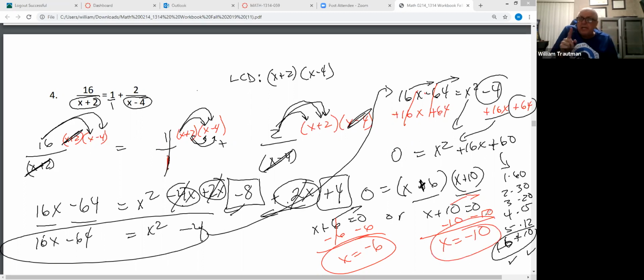Here are my two answers, but I'm going to check. Do those two make the bottom equal a 0, a negative 6 or a negative 10? No, if I put negative 10 on the bottom, I get a number. I don't get 0. The only things that make this bottom equal to 0 are a negative 2 and a positive 4, and those are not my answers. So those are good answers. You will have two good answers for this problem.